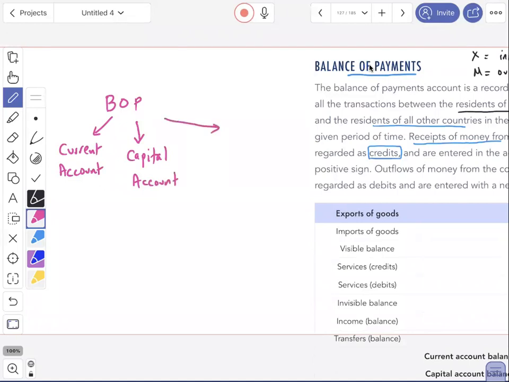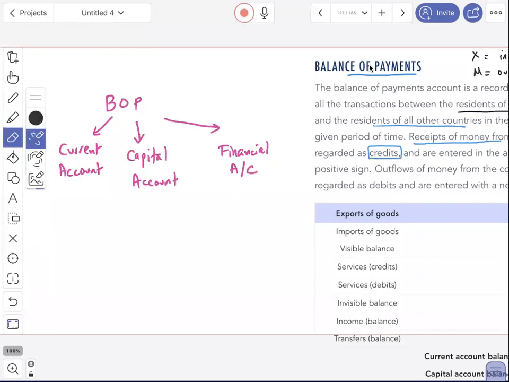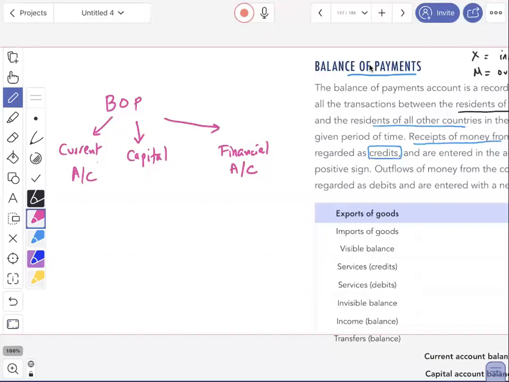And then we have our financial account. I should say AC for account. Account is AC, let me just write that as short form. So let's just copy this, guys. This is useful to copy just to have a roadmap of things. Just copy it, one minute.